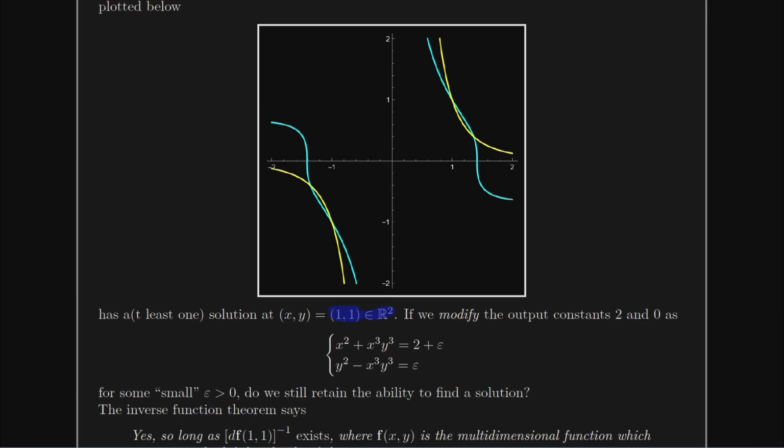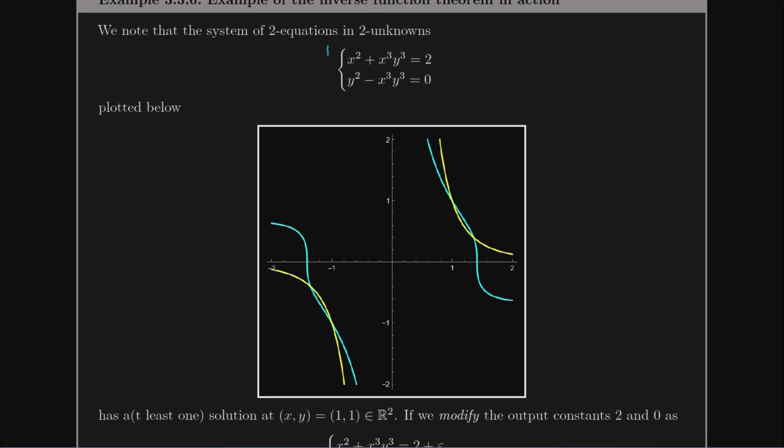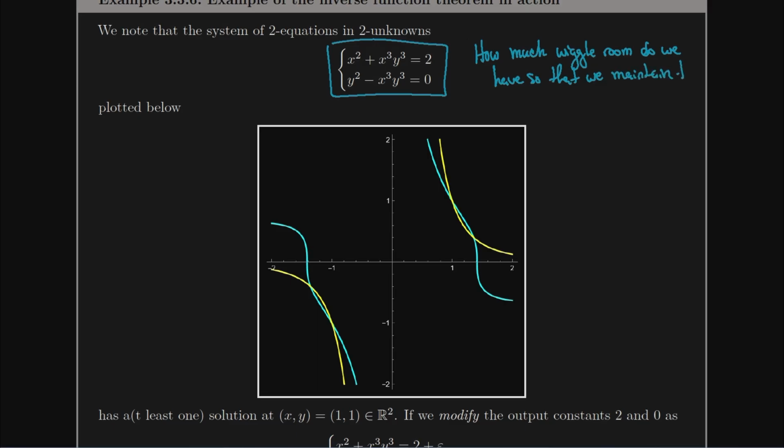What we're curious about is how much wiggle room we have so that we maintain the existence of solutions. Here's the big question: how much wiggle room do we have so that we maintain the existence of solutions? What do I mean by wiggle room?